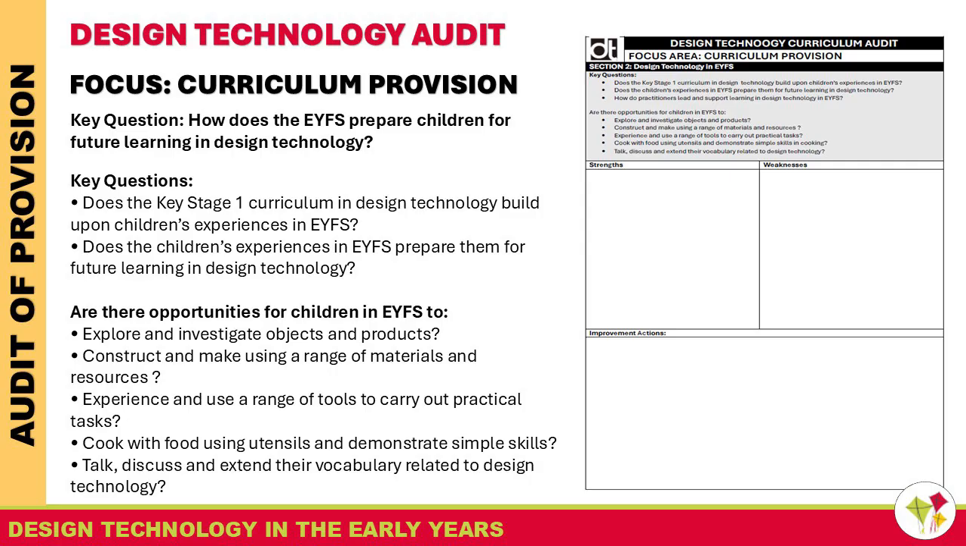As part of the package of support for schools in the Flying High Partnership, they are being given the opportunity to self-evaluate their curriculum provision for design technology. Section 2 of the audit focuses on early years and design technology. The complete audit can be downloaded from the Primary DT website. Use these audit questions and the content from this presentation to identify the strengths and weaknesses within the early years setting in terms of how children are prepared in early years for future learning in design technology.